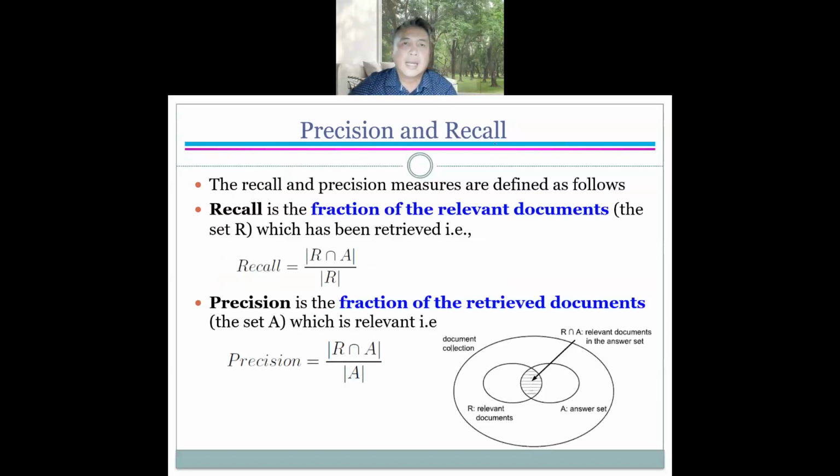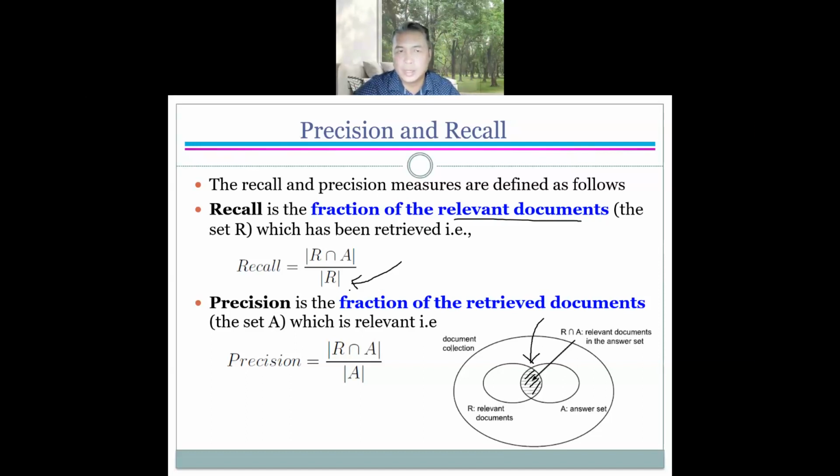Okay, so let's define what is the recall and precision measure. If we look at this intersection here, the recall is the fraction of relevant documents. So how many of the relevant documents have been returned to you? That means we are looking at this intersection and we divide by the relevant documents, meaning from the relevant documents that you have, how many have been returned to you.